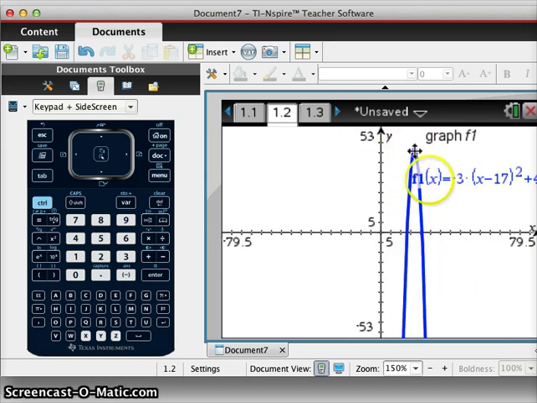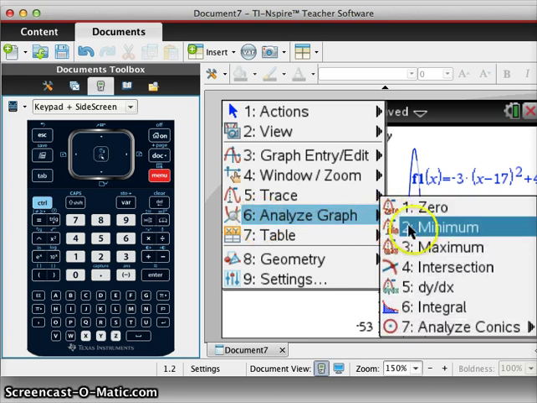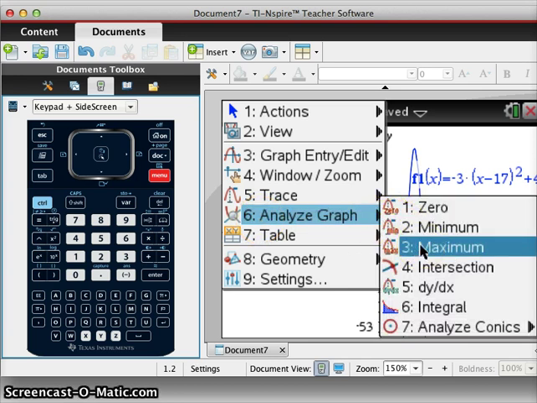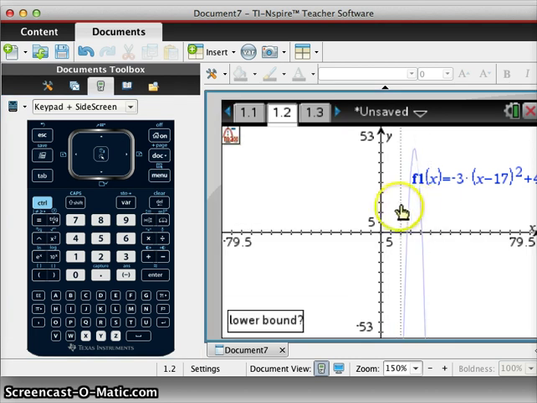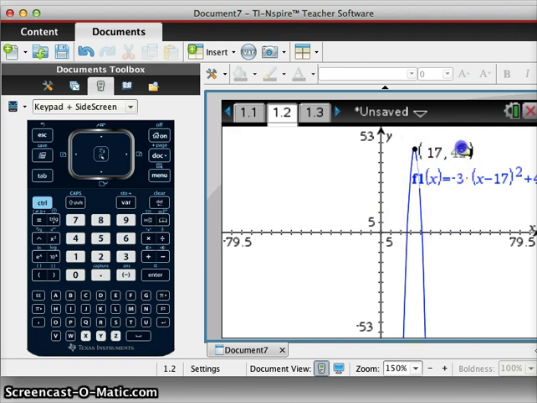Remember, (17, 42) is our vertex. If we want to find that vertex, though, a great way to do it is to go ahead and press Menu, Analyze Graph, and you can find the maximum. It's similar to finding zeros on a graph or intersection points. Finding a maximum, we just need to create a left bound and a right bound. So I'm going to go left of my vertex, clicking. Notice I'm going to shade all that in and then click to the right, and you'll notice I've already got the point (17, 42) right there. But if I click, it'll be nice and bold, and I can write down what my vertex is.